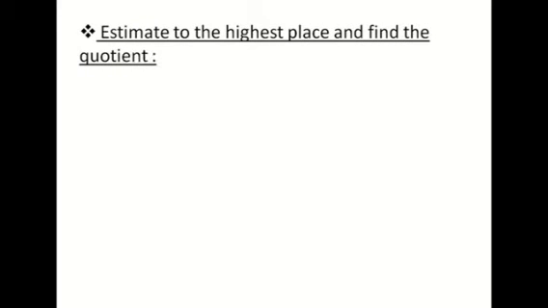Now work out this sum also. Estimate to the highest place and find the quotient. Copy the question. 8224 divided by 84. So first you do the estimation for 8224. Then you estimate 84 to the highest place also. Then find out the estimated quotient.